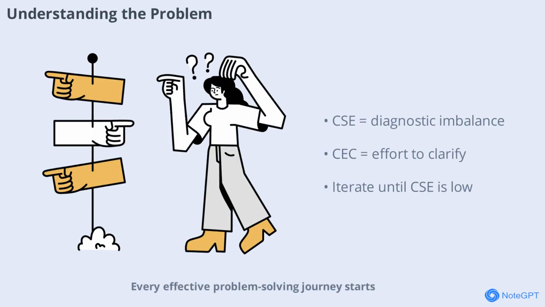Every effective problem-solving journey starts with understanding the problem itself. In CSE-CEC terms, CSE is your diagnostic tool. It measures how far your current understanding is from the true problem statement. If you're unsure about the requirements or missing key details, your CSE is high. CEC, on the other hand, is the corrective energy you apply. The more uncertainty, the higher the CSE; the more effort, the higher the CEC you invest in clarifying the problem. This could mean asking more questions, reviewing definitions, or re-examining the data before moving forward. The process is dynamic. As your understanding improves, CSE drops and CEC relaxes, letting you proceed.